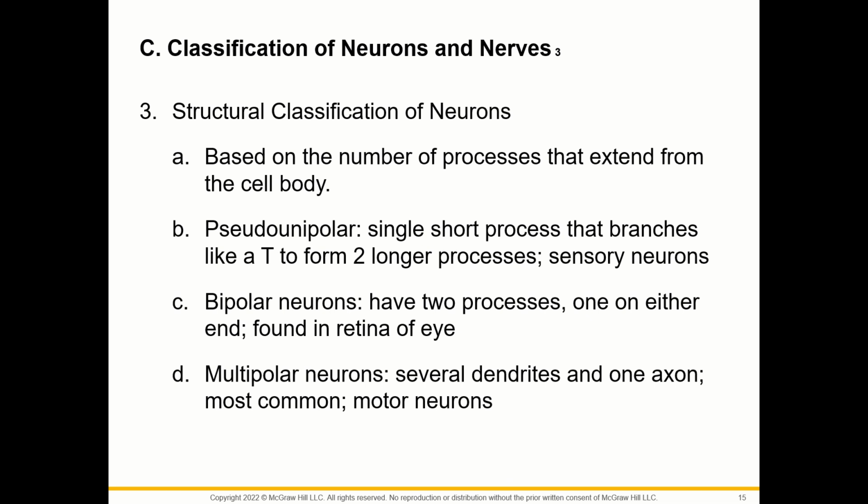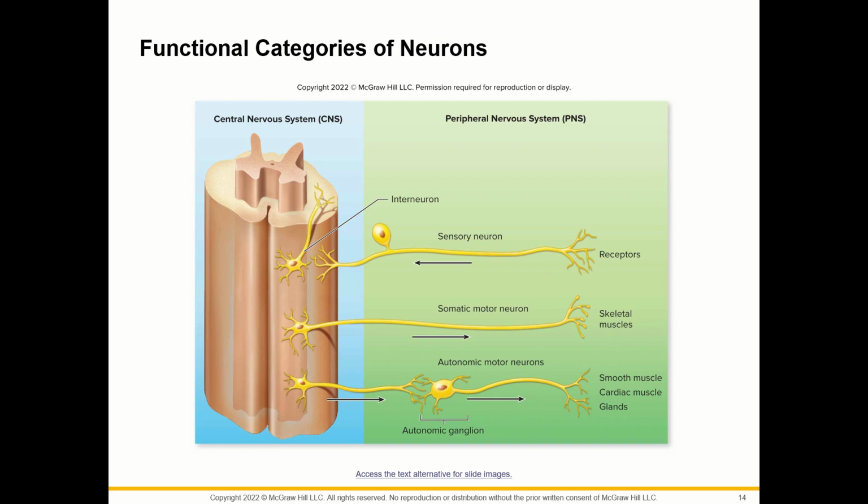Structural classification of neurons is going to be based on the number of processes that extend from the cell body. We've got pseudo-unipolar, bipolar, and multipolar. Pseudo-unipolar has a single short process that branches like a T to form two longer processes. You saw that in the sensory neurons right here. I would call that unipolar in books past, but I like the way this book calls it pseudo-unipolar. There's only one process coming off the cell body. That's what that means.